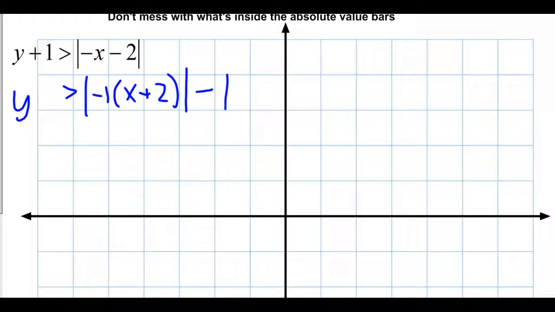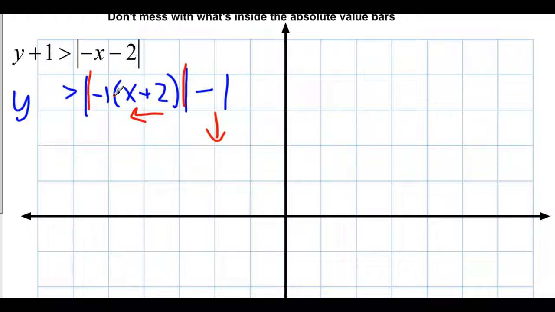So this is doing a couple of things here. It's going to move to the left 2 units and down 1 unit. Essentially, the negative doesn't really do anything, because if that whole quantity is negative, but then I have the absolute value bars around it, it'll become positive. So that negative is actually inconsequential. It doesn't really do anything in this equation.